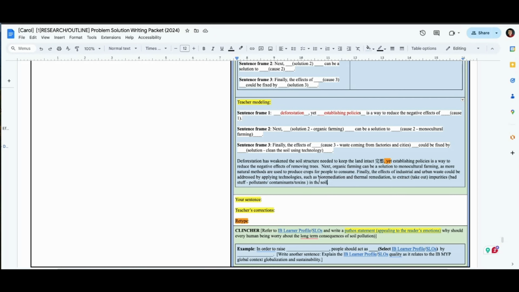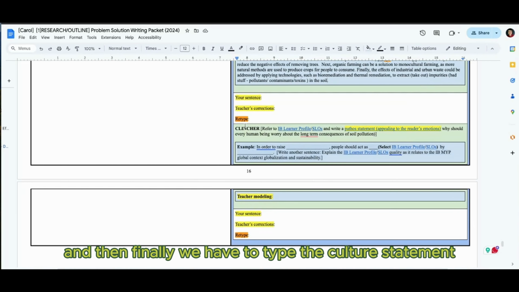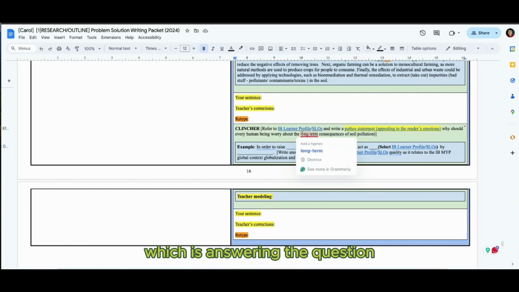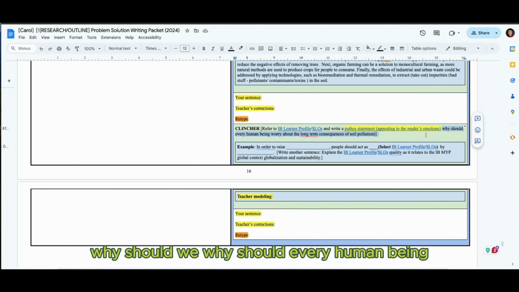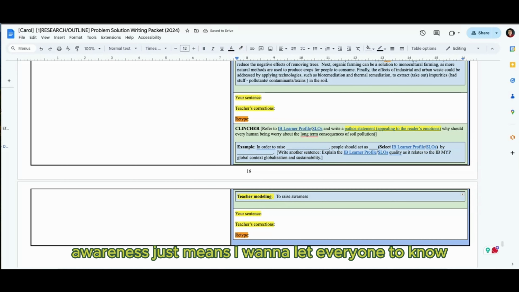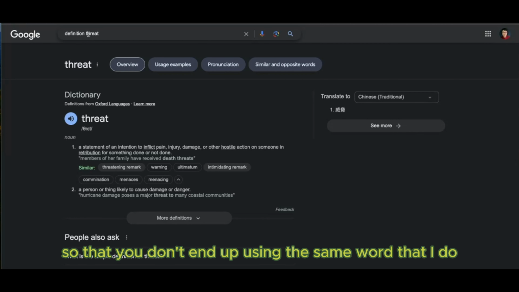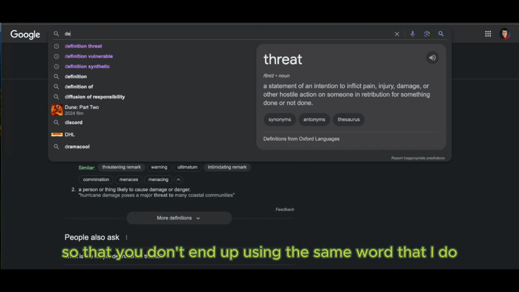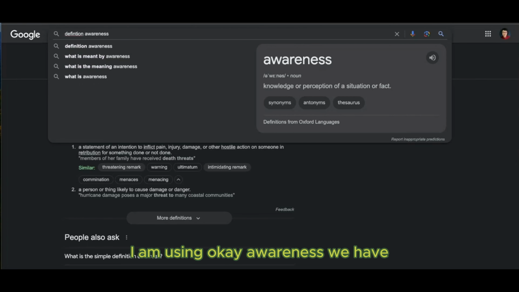Okay. And then finally, we have to type the clincher statement, which is answering the question: Why should every human being worry about the long-term consequences of soil pollution? Why should we even care? All right, so just use this sentence frame, and then I'm gonna write to raise awareness. Awareness just means I want to let everyone know. All right. So what's another way to say awareness so that you don't end up using the same word that I am using? Okay, awareness.